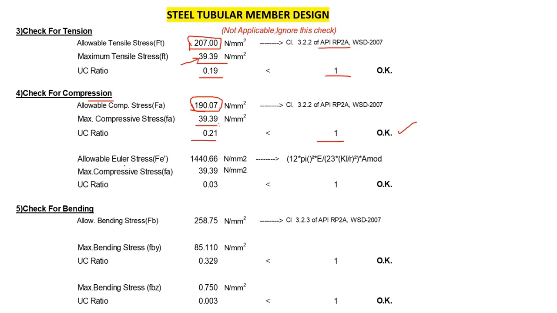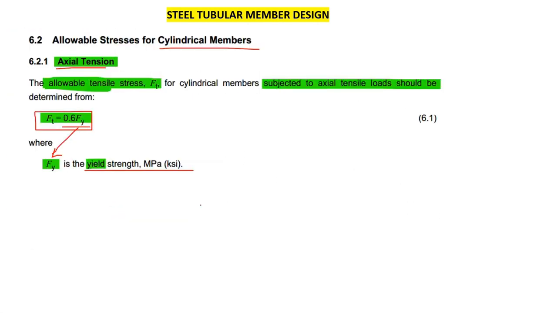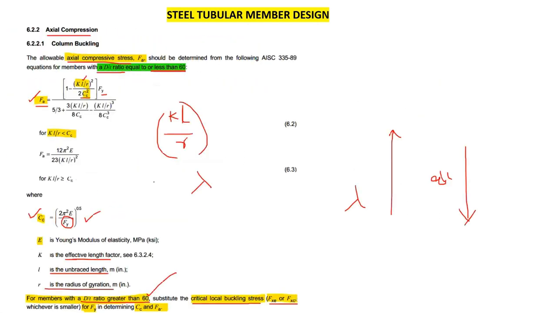Euler elastic, allowable Euler stress. This value only, that here we have seen in the API, Fe dash. And the maximum compressive stress is the same value, and the UC ratio is this value. We are comparing with the allowable Euler stress as well as the actual compressive stress. This allowable compressive stress, this is the allowable Euler stress. So Euler is for the axial force for the pile itself, and we use the same thing for the column. Usually we will be checking this allowable axial stress mainly.